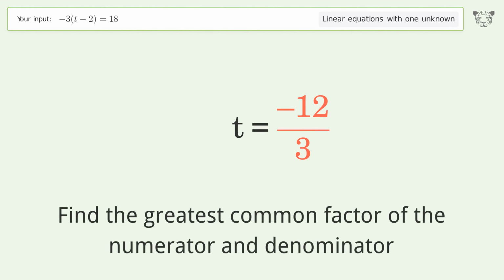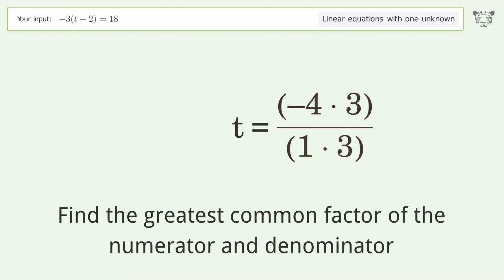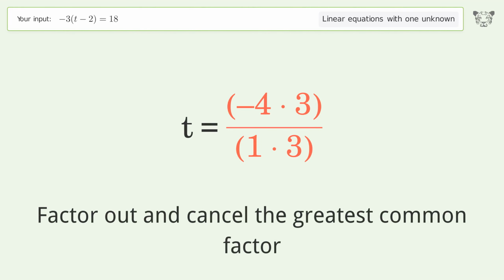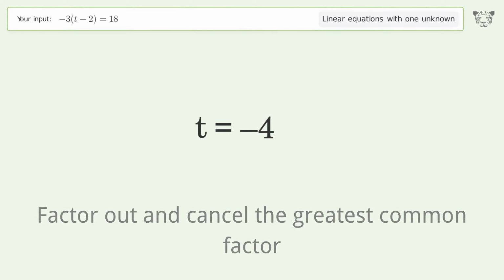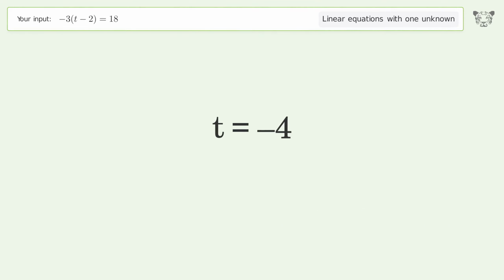Find the greatest common factor of the numerator and denominator. Factor out and cancel the greatest common factor. And so the final result is t equals -4.